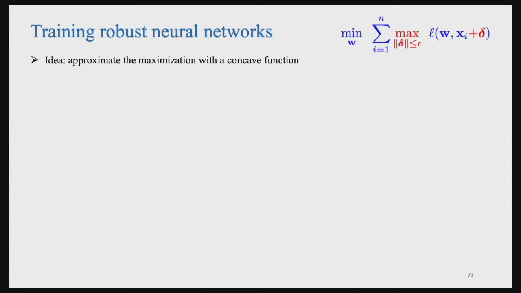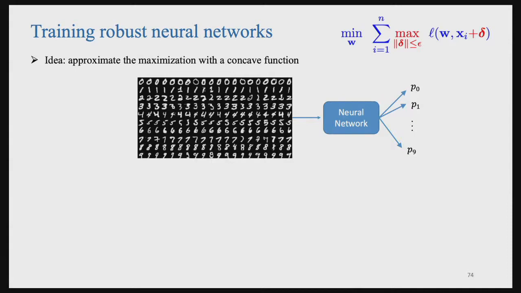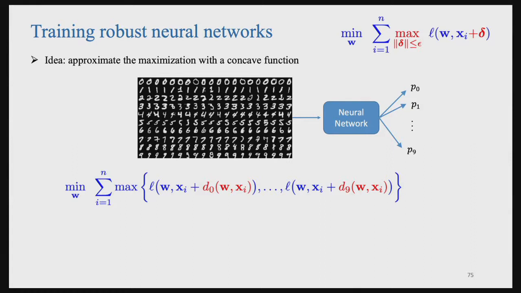So let's approximate this with a concave function, because our theory requires a concave function. And the way that we did it, let's say these are the outputs of the softmax layer. I want to do training, for example, on MNIST. The way that we approximate this function with a concave function is we first approximate it with a finite number of adversaries. Let's say that I have 9 adversaries. The first adversary tries to make the output look like 0, given the parameters of the network. So D0 is the direction that adversary 0 is adding to your image to change the label to 0. And you do it for all the 9 adversary classes.